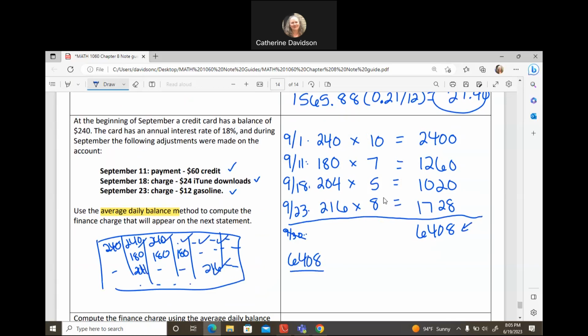So how do you figure out the average daily balance for September? You're going to divide it by 30 because there are 30 days in September. So the average daily balance is $213.60. And if you look at our balances, they run low end from 180 to 240. So it should be somewhere in the middle.